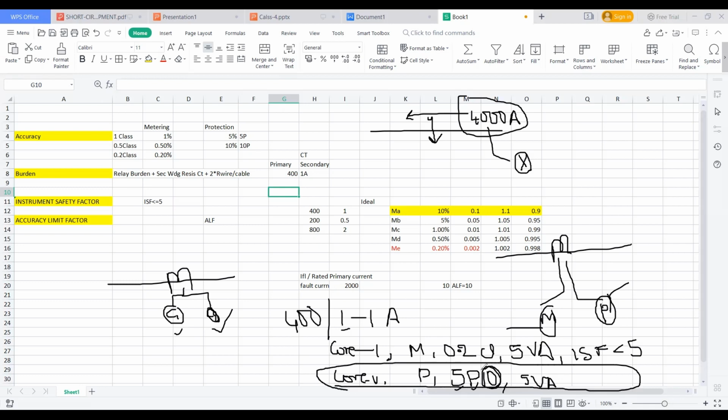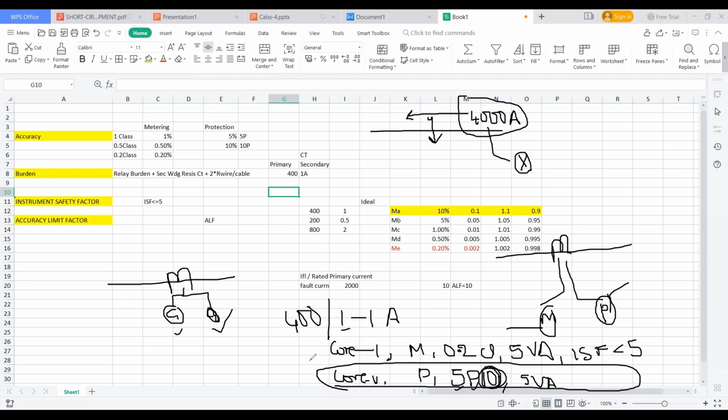5P10 class, 5P20 class: 20, 10, these are the ALF. It can be 5P, 10P, 20P, depending upon the percentage you want. So it totally depends upon your choice, whether you are going for 5% error or 10% error. So this is the representation.